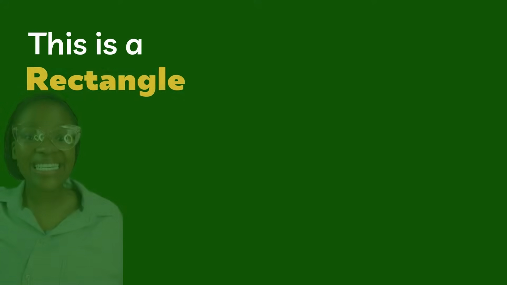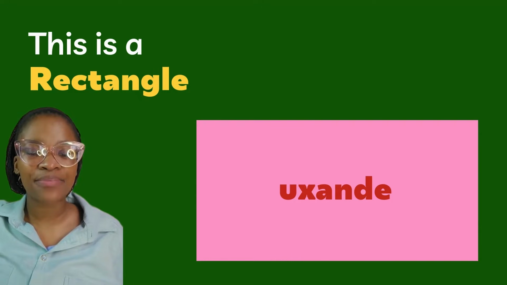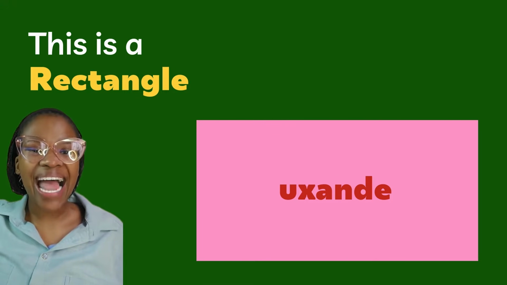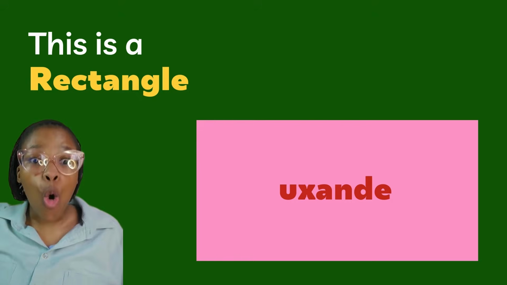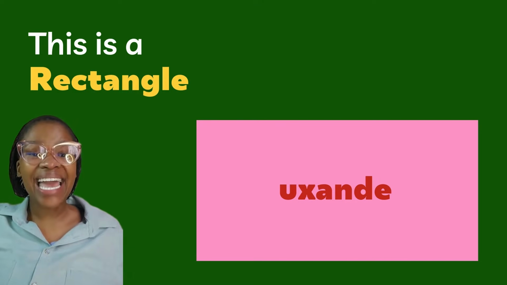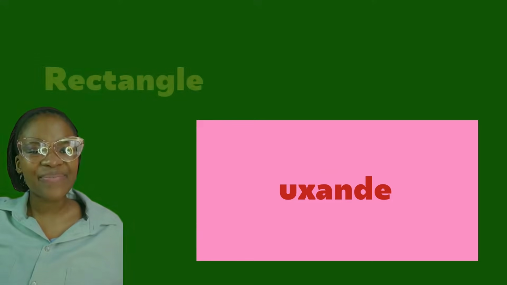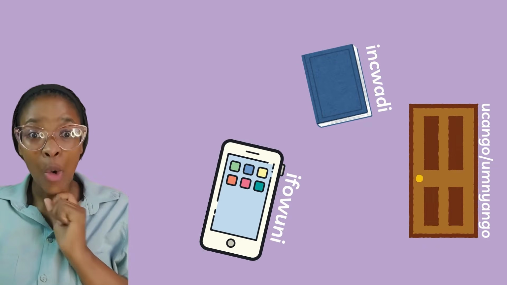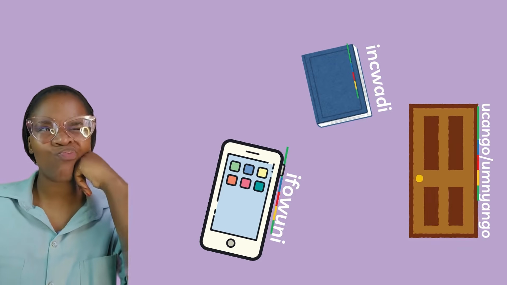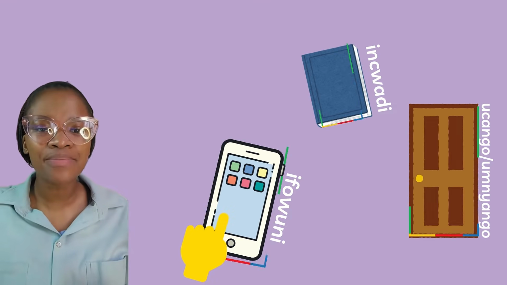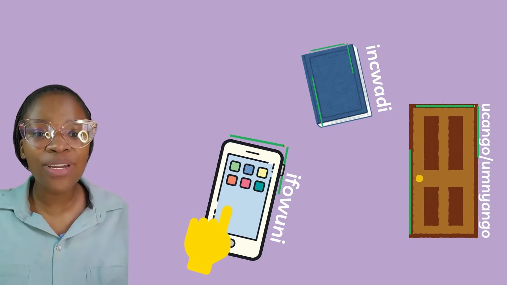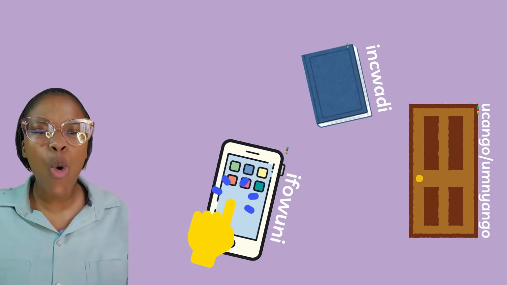This is a rectangle. Uqande. Uqande is a rectangle. Tommy, what other things are also in the shape of a rectangle? Yes, ifoni. Ifoni is, you guessed it, a phone.